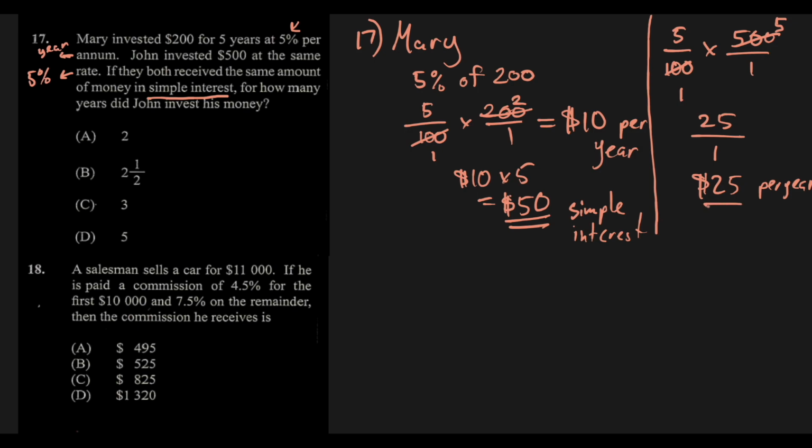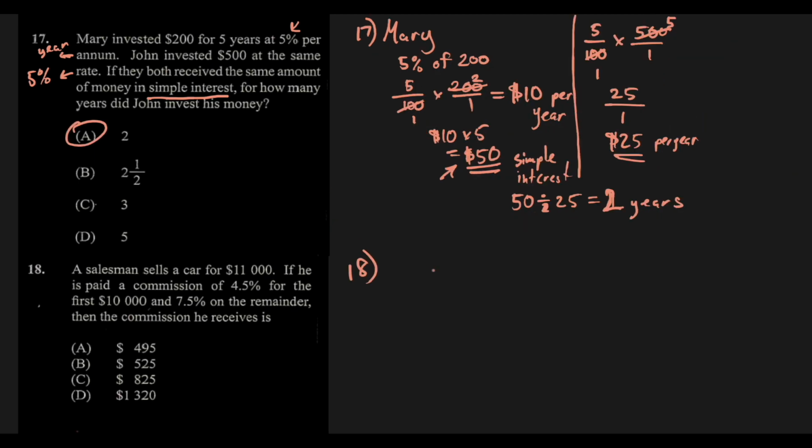Now, if he got $25 per year and he received the same simple interest as Mary, that must mean he had $50 in simple interest as well. So how can we figure out how many years it took him? That's simple, just 50 divided by 25, which gives us 2 years. So it took 2 years for him to get this $50.